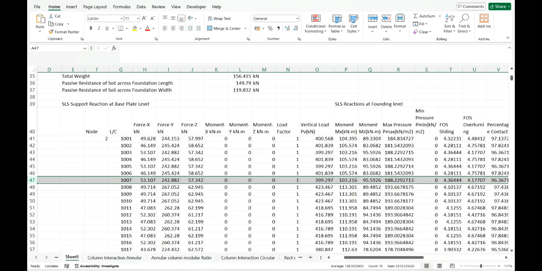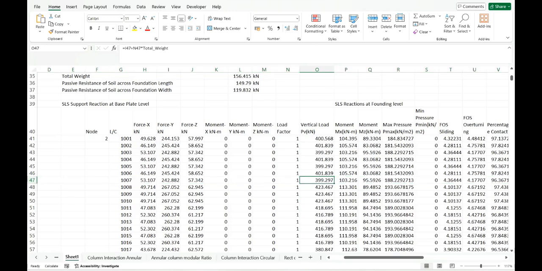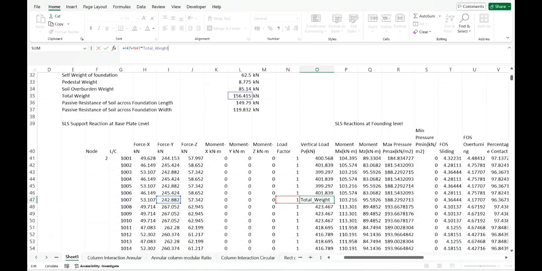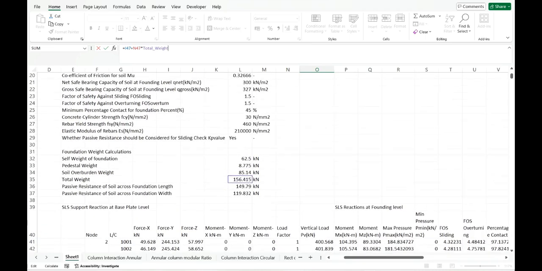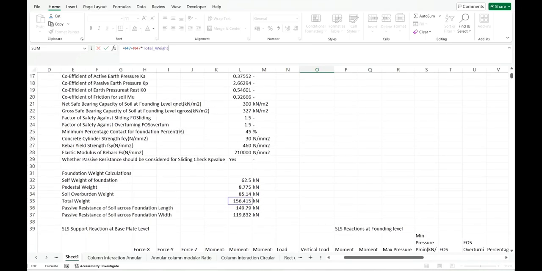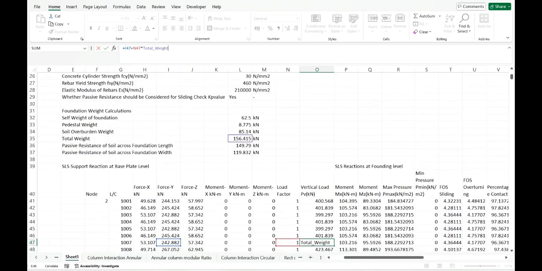Now if you see the vertical load SLS reaction at founding level, if you click on that particular cell, you'll see certain cells are highlighted, which is adding to the vertical weight, the weight of the foundation and soil overburden plus the vertical load at the base plate reaction. So that covers the total vertical load at the founding level.